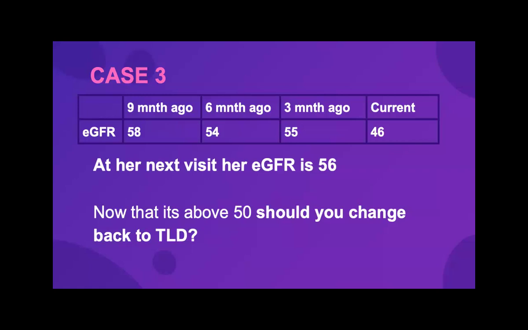So because now we have access to a fixed dose combination ALD, and it is shown to be as effective as TLD, and it's as convenient, it's fair, in this case, to leave her on the ALD to be on the safe side, to give her room for the kidney function to fluctuate.